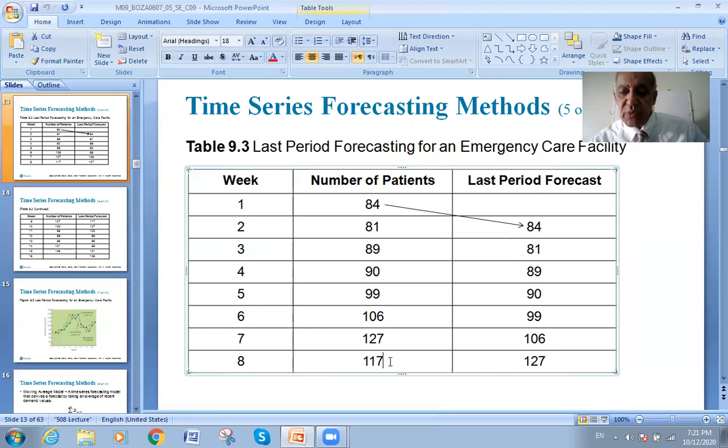Okay, here is 117 for week number 8. Can you give me the number of patients estimated or forecasted for week number 9? I have only till week 8, but can I get 9? Yes, I can get 9, because it is the people of week 8, 117, I will move it here. So let me give you an example.